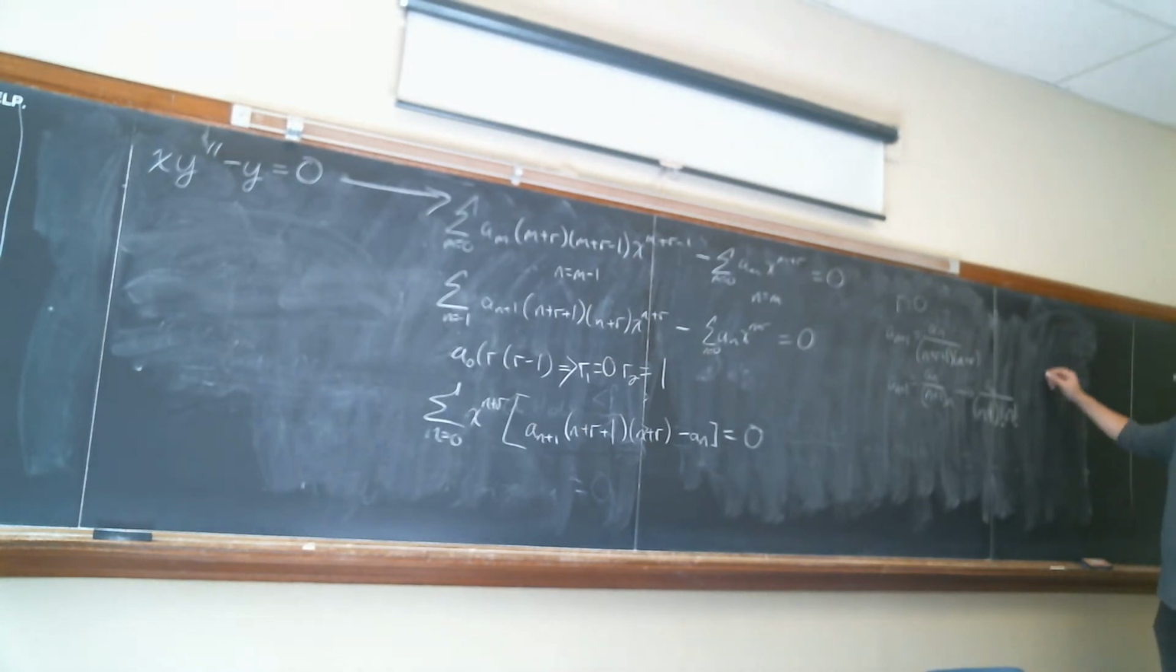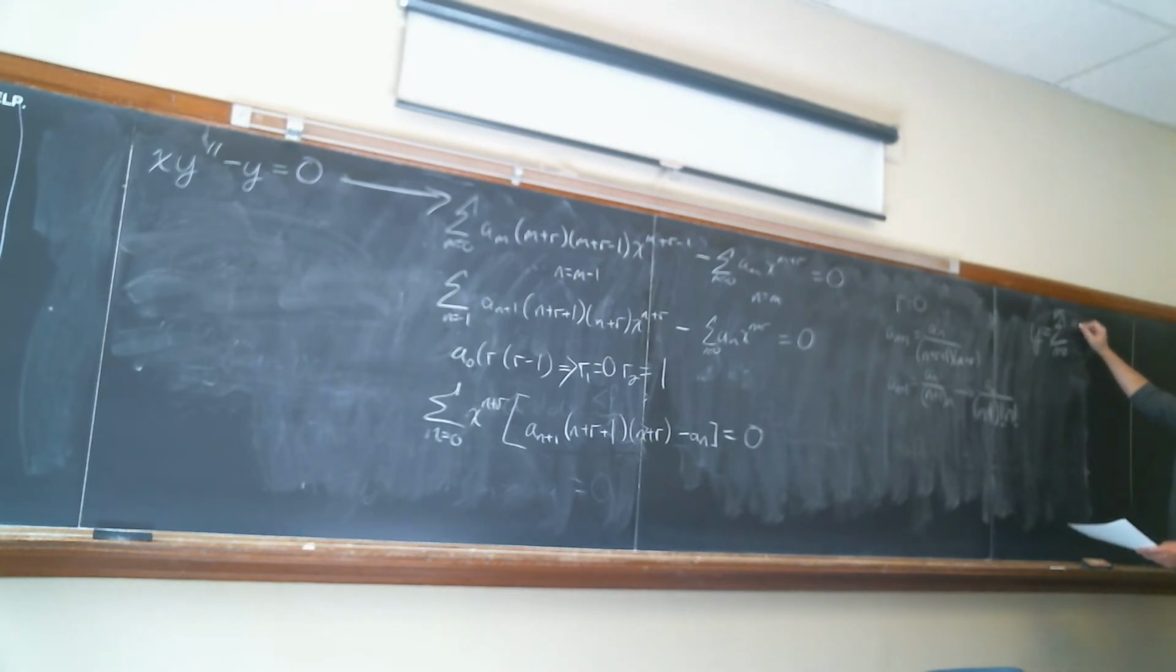So you get something that looks like y is equal to the summation from n equals 0 to infinity of a0 over n plus 1 factorial n factorial times x to the n.